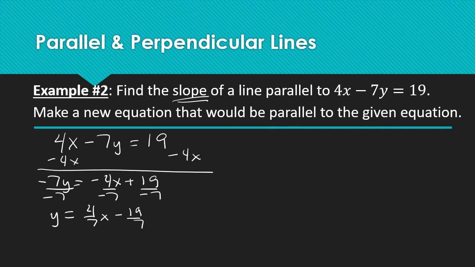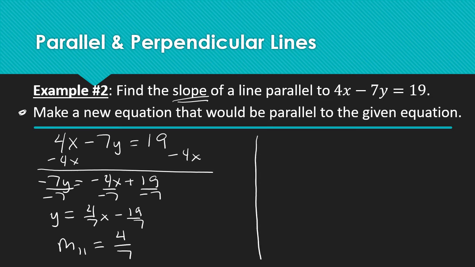And I get y equals 4/7 x minus 19/7. So the slope of a line parallel to this is going to have a slope of 4/7. Now I'm going to go to the next part of the problem. It says make a new equation that would be parallel to the given equation.